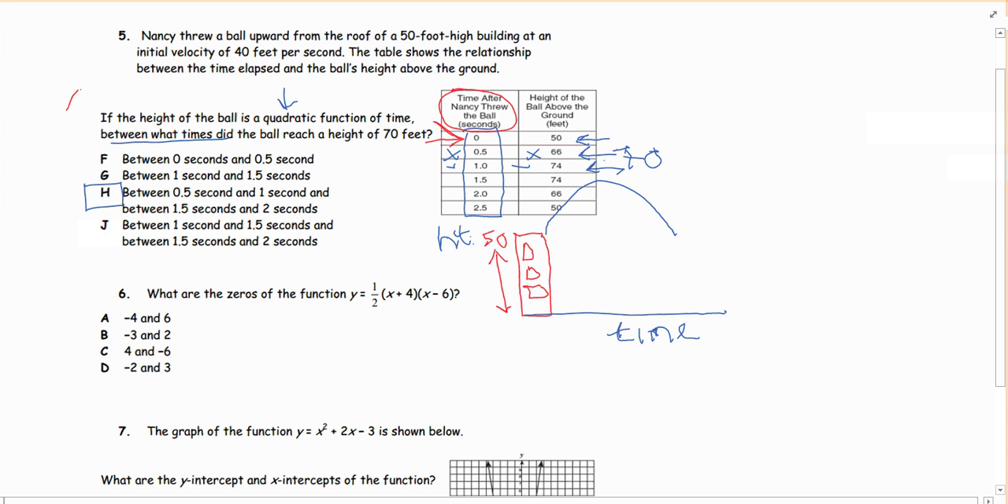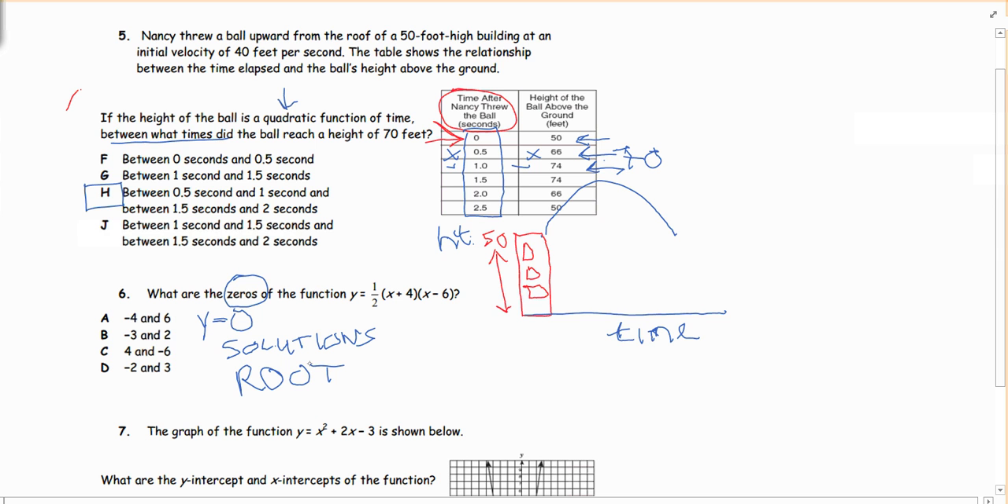The next question says, what are the zeros of the function? Here is a key word. When you see zeros, that means when y equals 0. They could also ask you for the solutions, and there's one other word they could use, and it's called the roots.